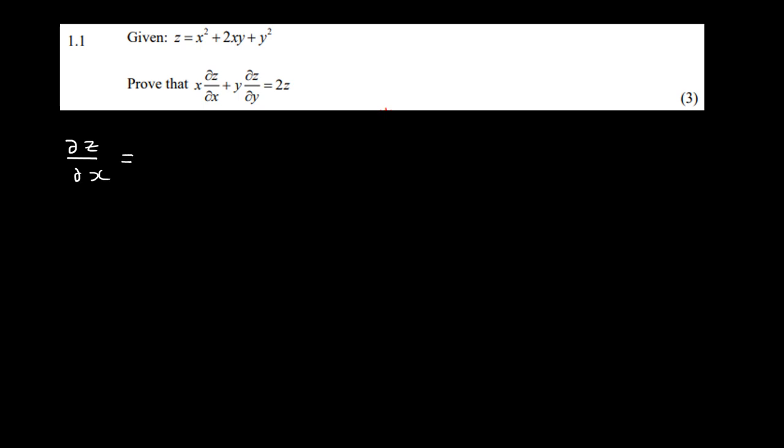If we derive z with respect to x, our x squared will be 2x, our 2xy will be 2y, because we derive x and get 1, then your y squared will be 0 because it's a constant on its own. Now we must also determine the derivative with respect to y. If I derive x squared with respect to y, it's 0. If I derive 2xy, I have 2x, because when you derive y, you get 1. When I derive y squared, I get 2y.